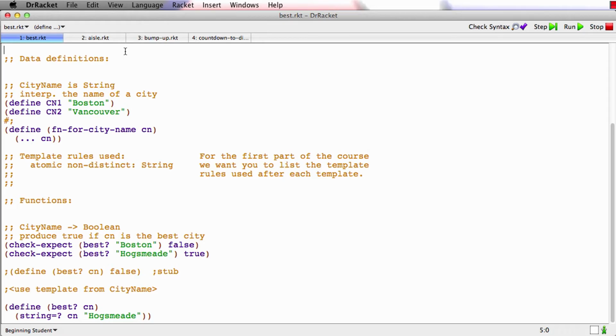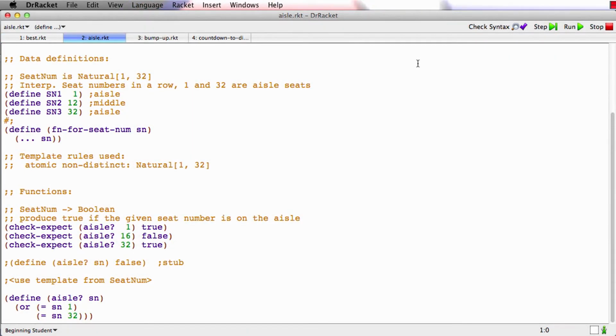The inherent structure of the domain information in that case was atomic. So we represented it using simple atomic data. And that meant the template had a certain form. And that told us something about the function and something about the tests as well. And that happened with all of the data definitions. With seatnum, the inherent structure of the information is a contiguous range of numbers. So in that case, we use an interval. That formed the template a certain way, it formed the body of the function a certain way, and it told us something about the tests. In that case, that there should be 3 of them.